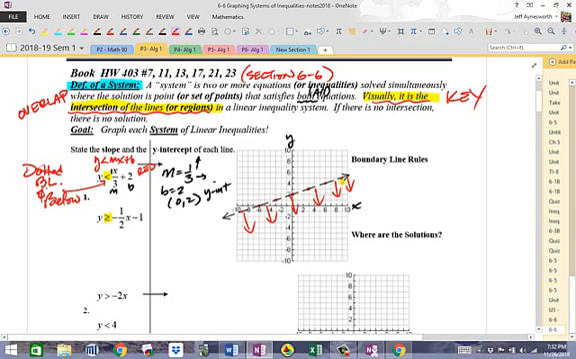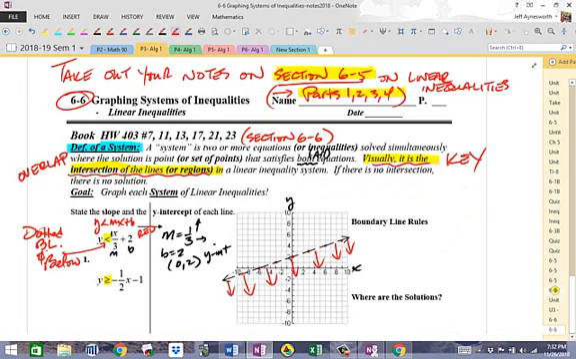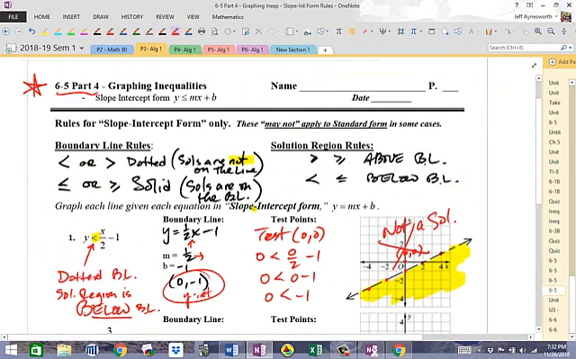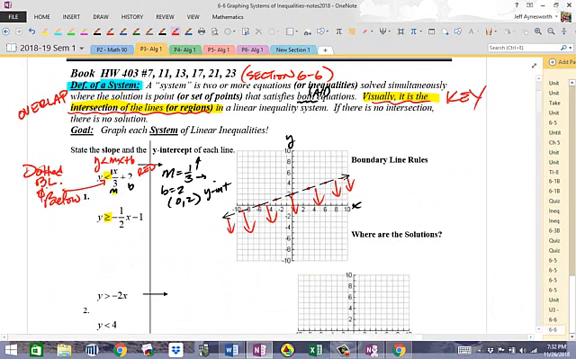Don't use your highlighter until the very end. Okay, so I'm not going to write down all the boundary line rules because I am assuming that you guys did what I said and took out your 6-5 part 4, all your previous work here, and you have all your rules to access. I mean, just read your notes, right? Use your notes to your advantage. It's less than, so it's below. It's less than, so it's dotted.